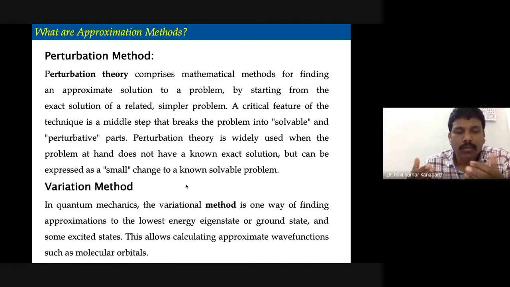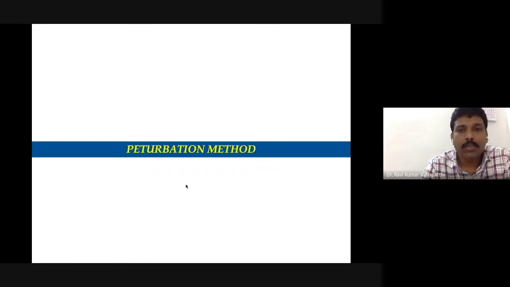So these two methods have their own strategies to find the approximate solutions. Among these two, the variation method is very much reliable, and it does not involve so much mathematical treatment, unlike the perturbation treatment. So we will see quantitatively how these methods really work. Let us start with the perturbation method.